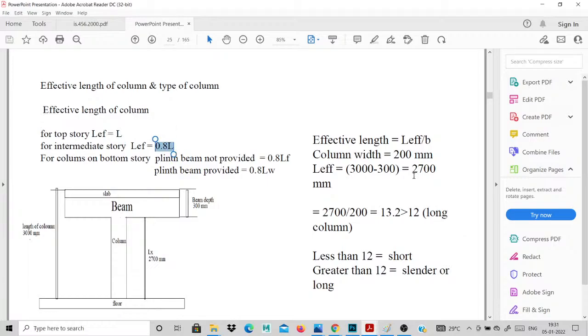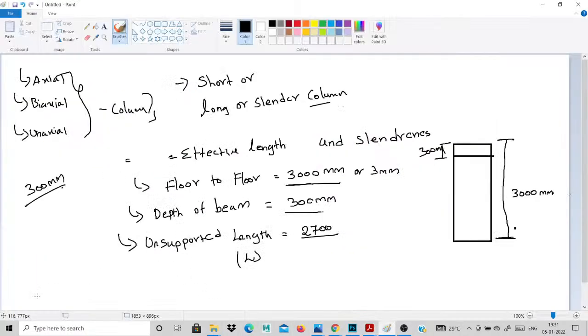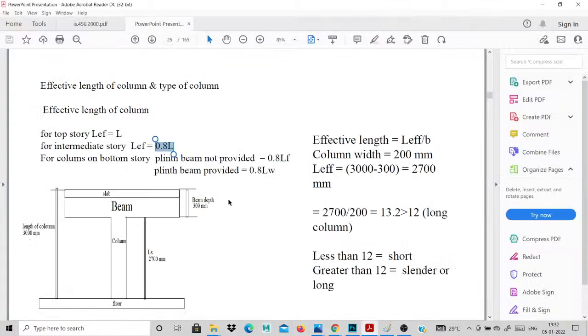This is our unsupported length. I assume this as a top story. You calculate every story, and for every story you calculate the unsupported length value. I simply calculate my unsupported 2700 into L, so it is taken as 2700 mm. You simply calculate this unsupported length. For an intermediate story you go for 0.8 L.